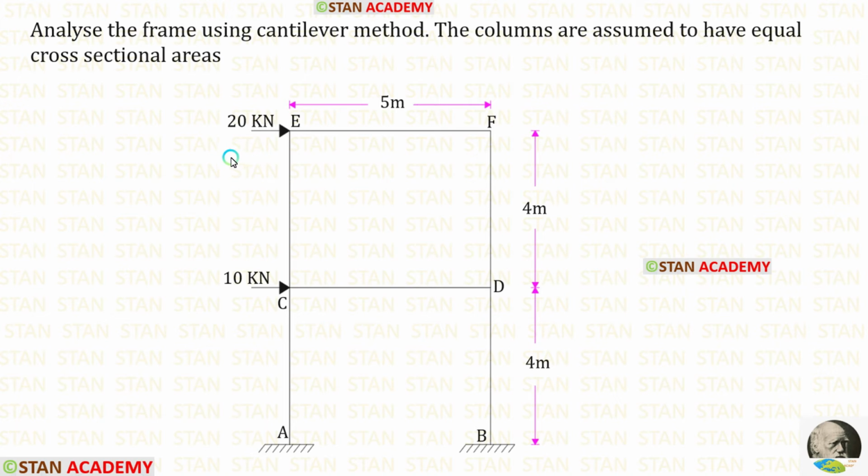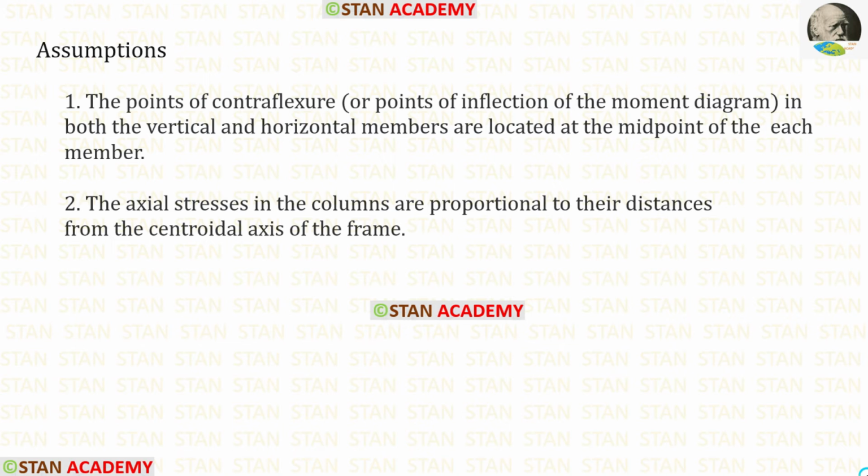In this frame, there are two lateral point loads, 20 kN at point E and 10 kN at point C. Let us see the assumptions in the cantilever method.